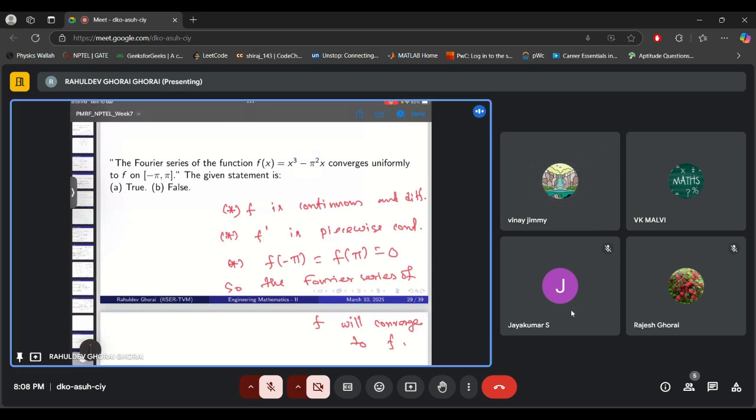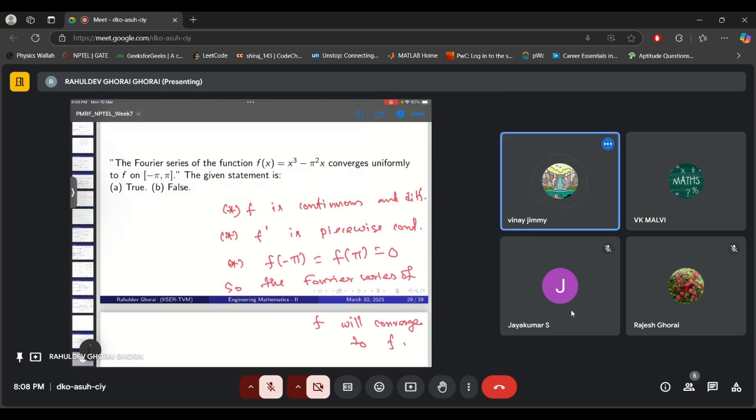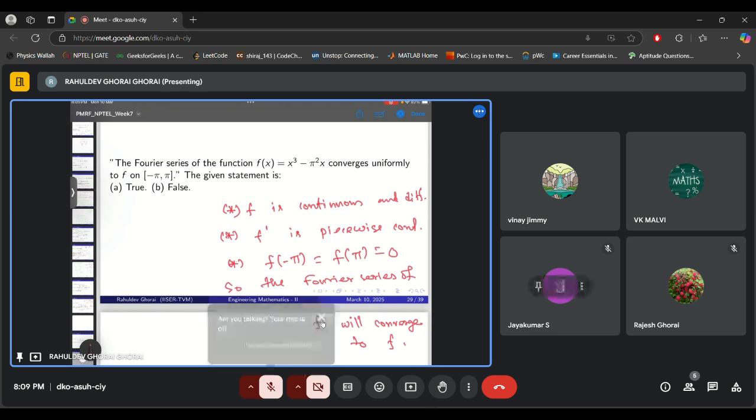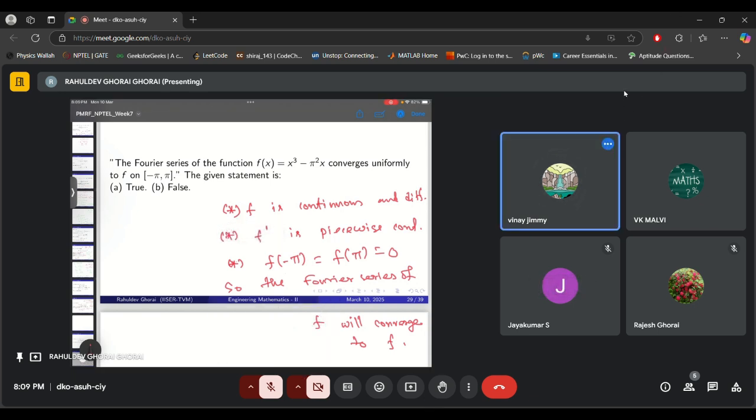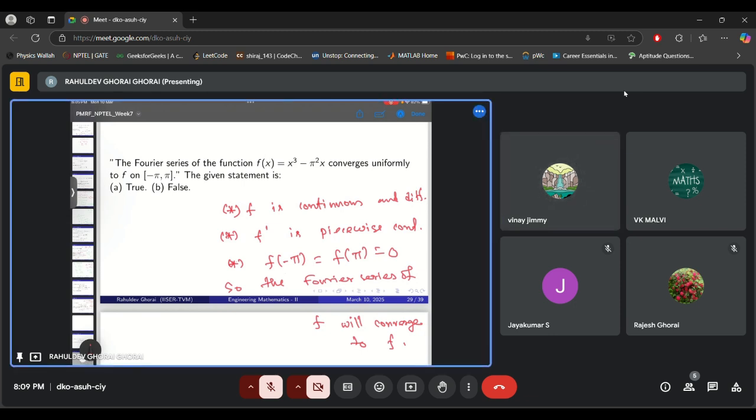So this is continuity, uniform. Yes, continuity and differentiability are clearly seen, sir. And then piecewise continuous, that we have to find out. But what is f prime? What is f prime of x? That is 3x square minus pi square, right? Yes, sir. It's very easily a piecewise continuous function. I mean, it is a continuous function, right? The continuous functions are piecewise continuous.